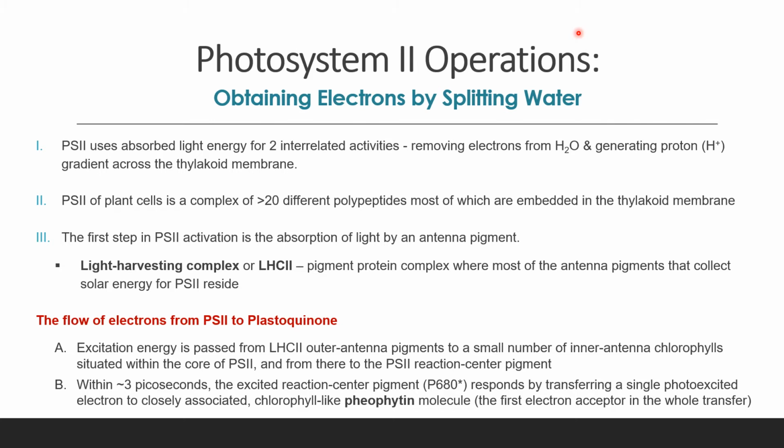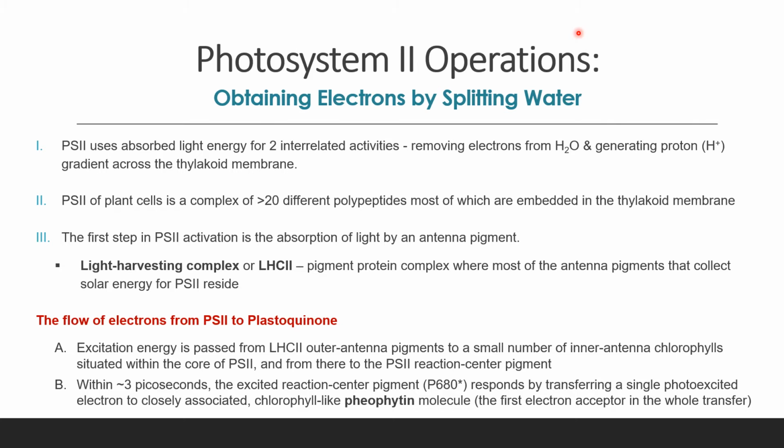Okay, so the first step in the PS2, or photosystem 2, activation is the absorption of light by an antenna pigment. The light harvesting complex, or LHCII, is a pigment protein complex where most of the antenna pigment that collects solar energy for PS2 actually resides. LHCII proteins bind both chlorophylls and carotenoids and are situated outside the core of the photosystem.